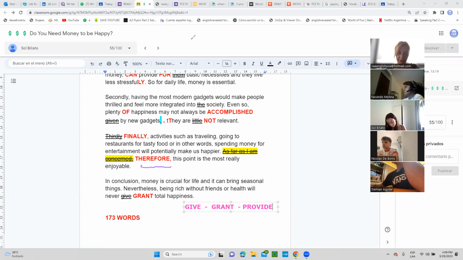So being rich without friends or health will never grant, otorgar, no dar. Nunca va a dar felicidad total, no, nunca va a otorgar. So grant and provide is otorgar. They are synonyms of give, of course, but they are better options and used better. Of course, there are still many mistakes, but little by little you are improving.